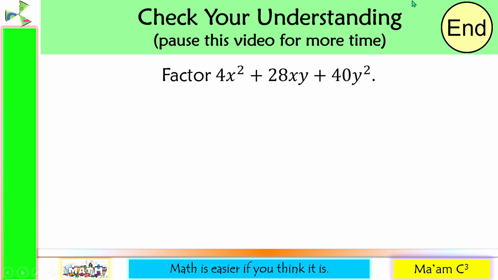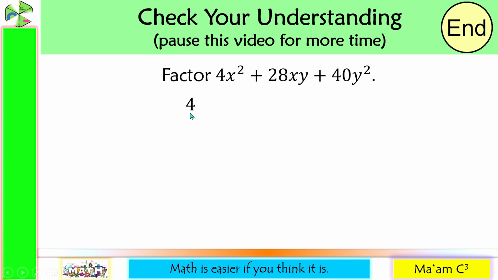Let us answer: factor 4x squared plus 28xy plus 40y squared. 4, 28, and 40 are all divisible by 4. So we could factor out 4. For the variables, since we do not have y here, we cannot factor out y. Since we do not have x here, we cannot also factor out x. So this is our GCF.